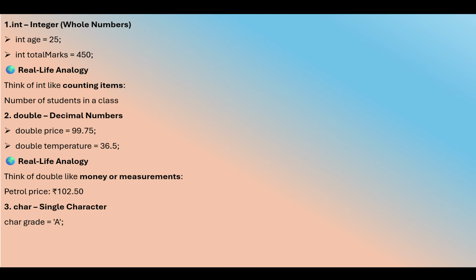Moving on to the next data type, character. This data type always holds a single character as the value and it has to be enclosed within single quotes. Again, if you take the example of a class, students can have grades, right? Like A, B, C, D. So in such scenarios, we can make use of this data type, character.